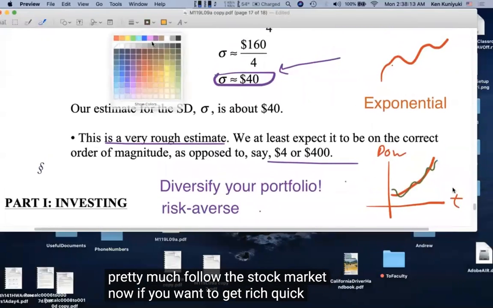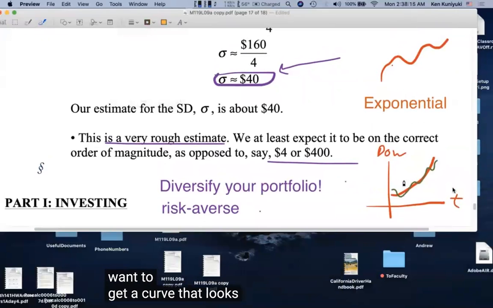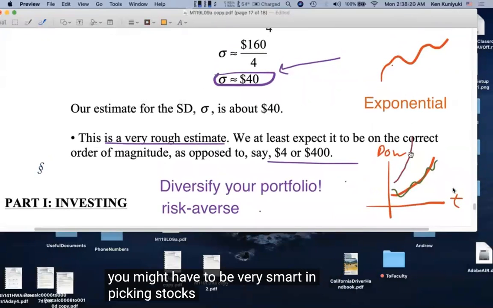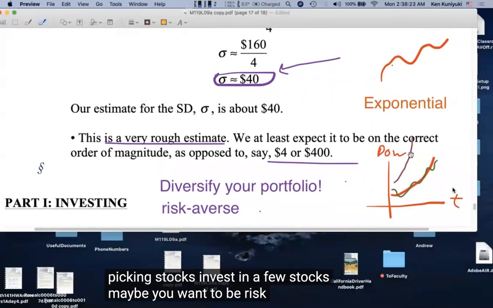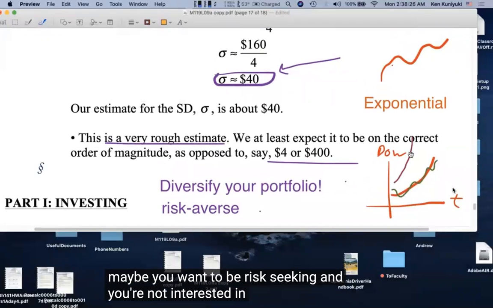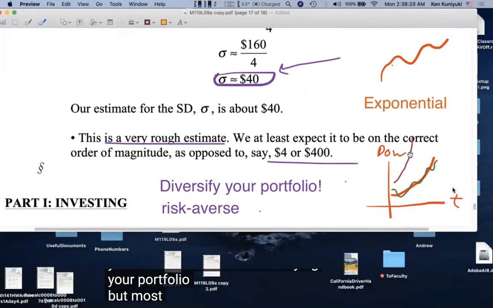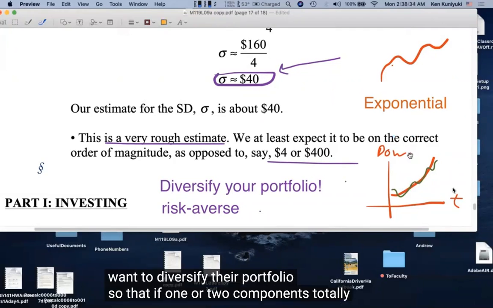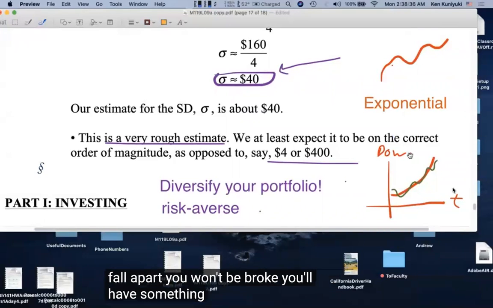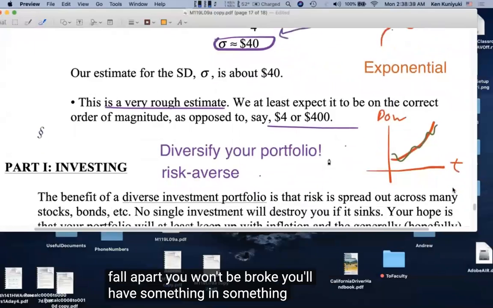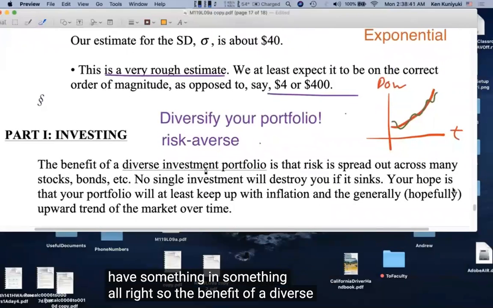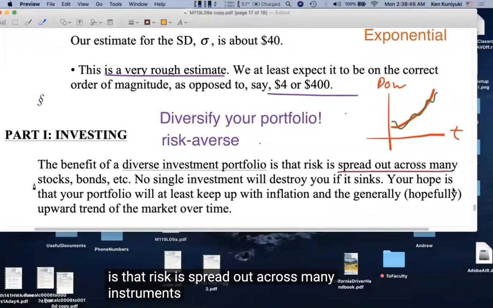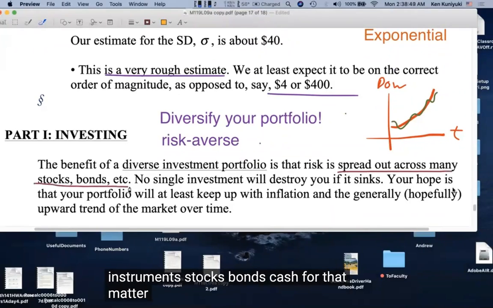Now, if you want to get rich quick, if you want to get a curve that looks like that, then you might have to be very smart in picking stocks, and invest in a few stocks. Maybe you want to be risk-seeking, and you're not interested in diversifying your portfolio. But most investors are risk-averse. They want to diversify their portfolio so that if one or two components totally fall apart, you won't be broke. You'll have something in something. So the benefit of a diverse investment portfolio is that risk is spread out across many instruments: stocks, bonds, cash for that matter.